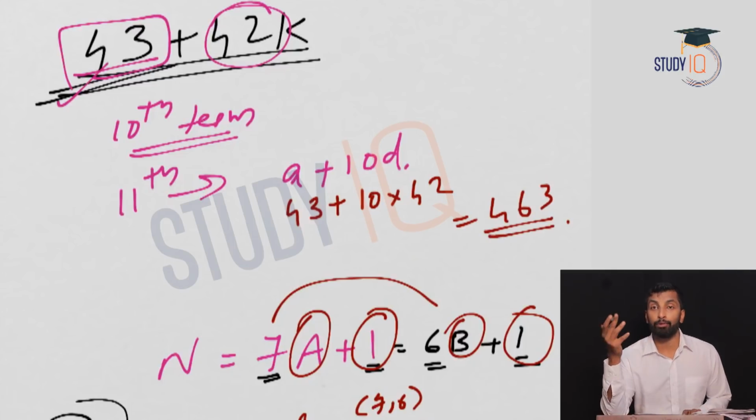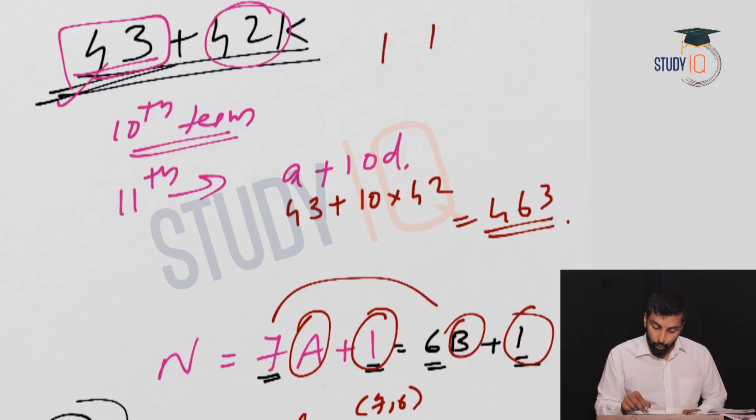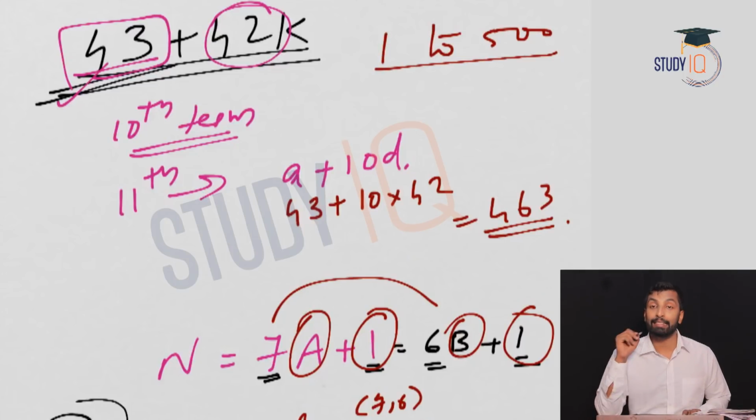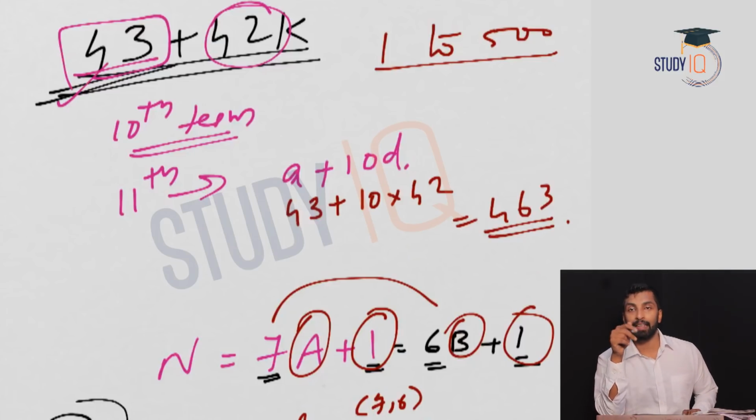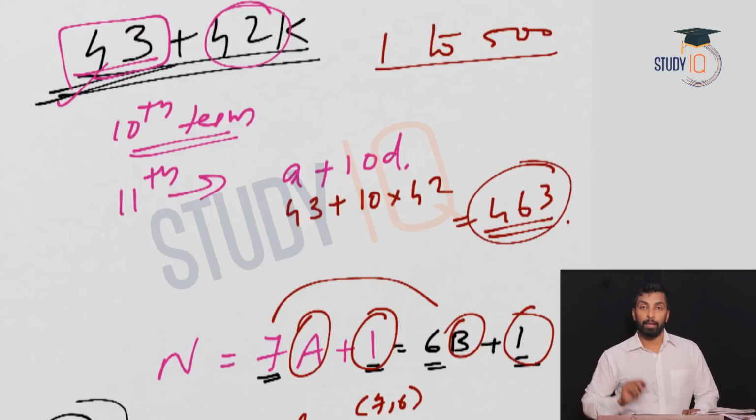Or a slightly more difficult question which I can make is: how many such numbers will be there in the range of 1 to 500? That means how many numbers, when divided by 7, leave a remainder 1, and when divided by 6, leave a remainder 1? That's what I need to know. I hope this is clear. How will you find it? You need to find the last possible term less than 500. That is actually 463 only, because if you add 42 again, it goes beyond 500. So the last possible number is 463.